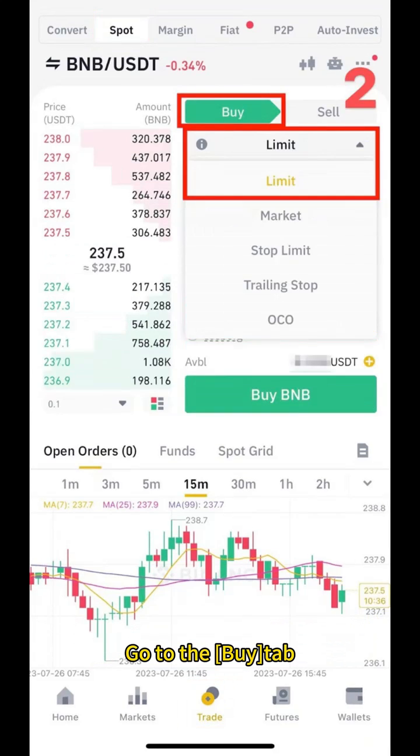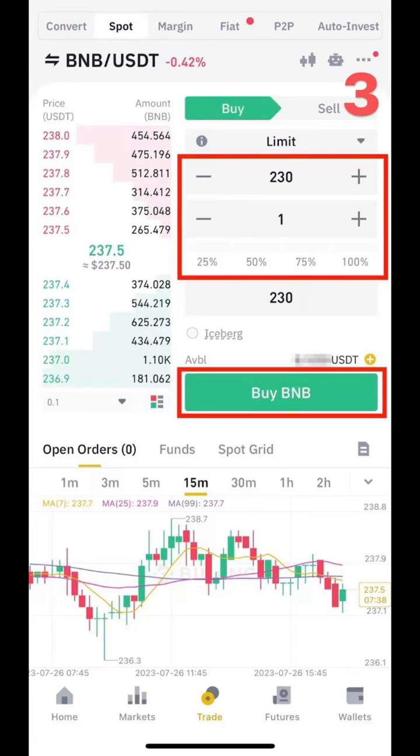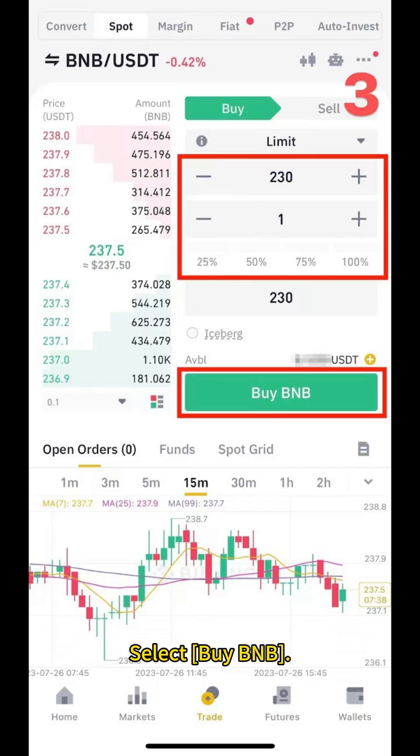Step 2. Go to Buy tab and select Limit. Step 3. Enter the price at which you want to buy BNB and the order amount. You can also use the percentage bar to the right to specify how much of your balance to use for the order. Select Buy BNB.